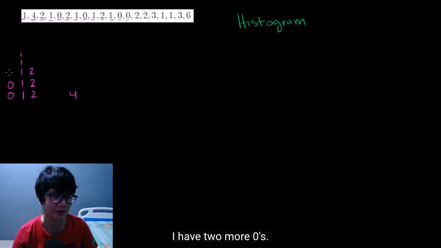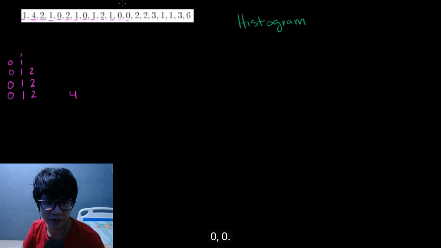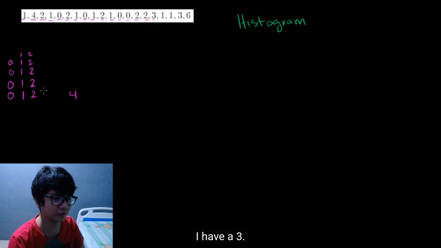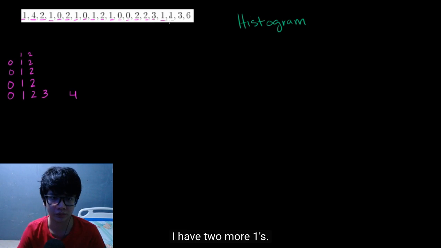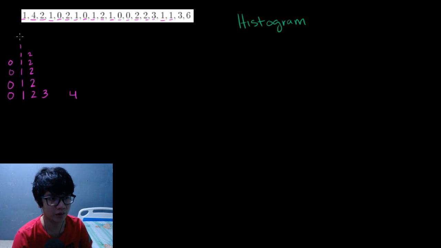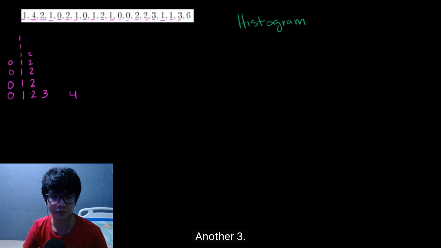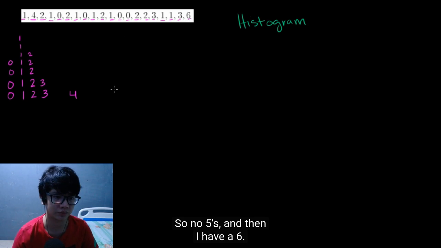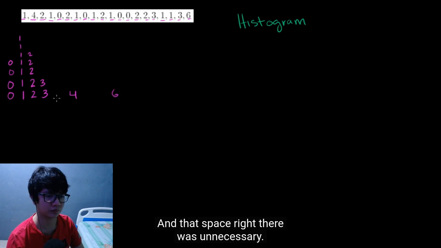More zeros. It's actually two zeros. I have two more 2s. I have a 3. I have two more 1s, and another 1. Another 3. And then I have a 6. So no 5s, and then I have a 6. And that space right there was unnecessary.